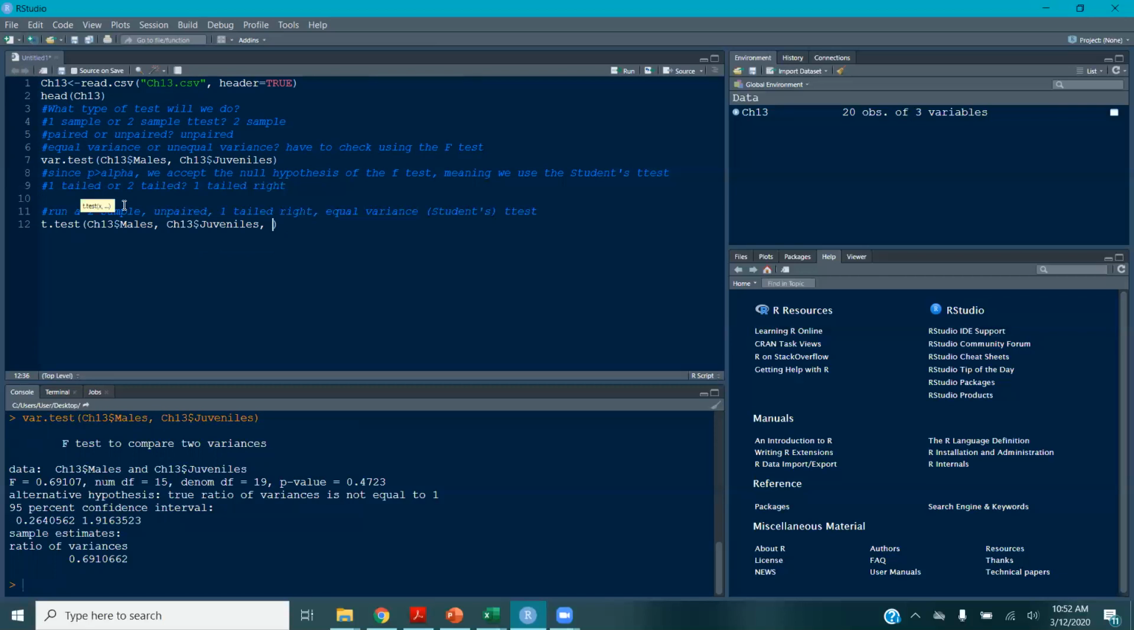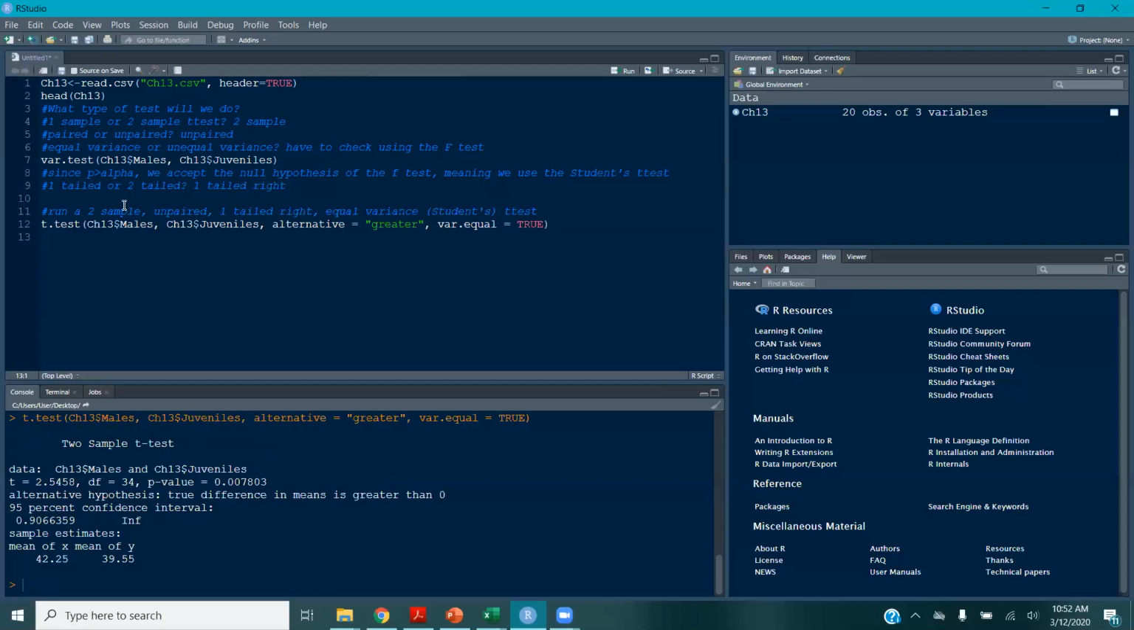Since this is a one-tailed hypothesis, we need to use the alternative argument and set it to greater for a right-tailed test. The last thing we need to do with this function is set the variances to equal. We need to tell R that we want it to run a Student's t-test. To do this, we will use the argument var.equal. Press tab to select that. And this is a true or false. In this case, we know the variances are equal, so we set var.equal to true.